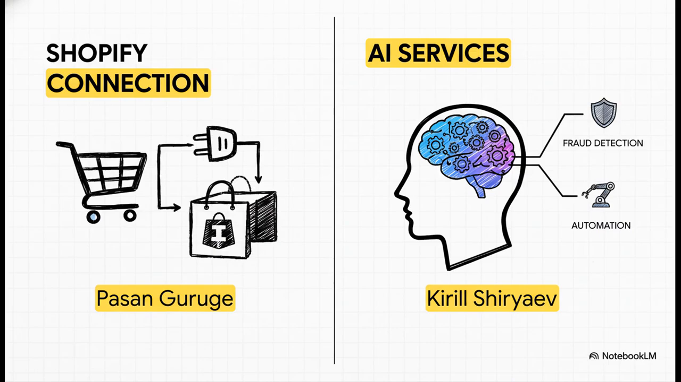The Shopify connection was spearheaded by Pasen Guruge, who was an expert in that specific integration. At the same time, all the new AI services were being built by Kirill Shuryayev, who brought a whole new level of automation expertise to the team. It really shows a strategic shift to hiring for very specific, very modern skills.